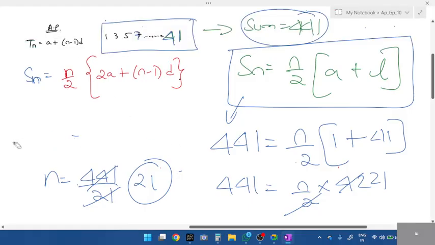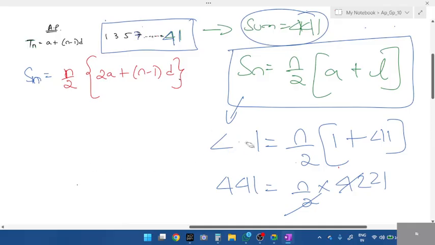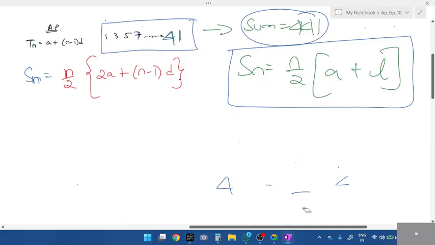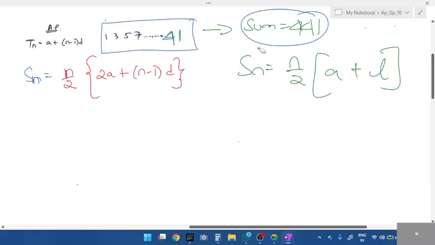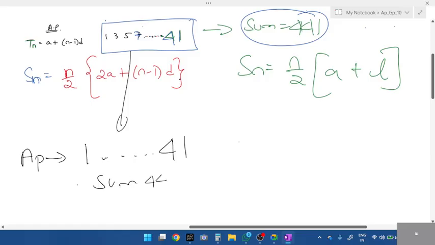Okay, now I'll tell you the difference. When to use which formula, whenever they give the Sn formula, look. This is the question given. Instead of 1, 3, 5, 7, up to 41, they can just give 1 and 41. So the question is, a sequence of numbers is in AP, the first number is 1, the last number is 41, and their sum is 441.